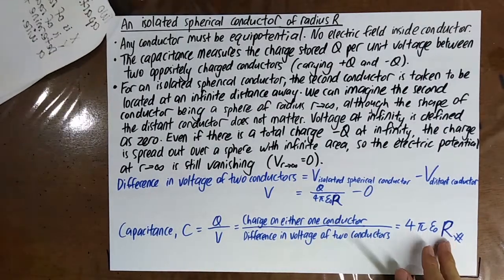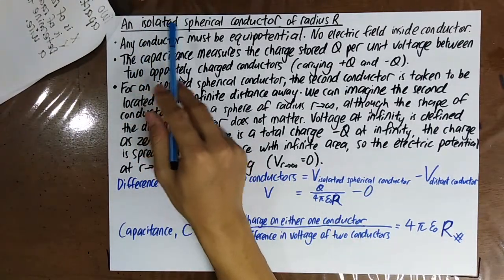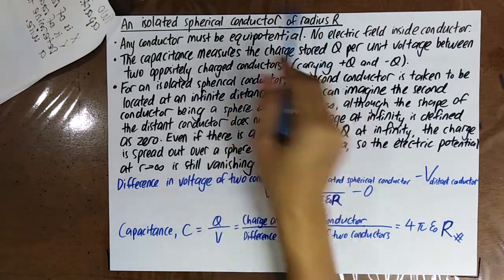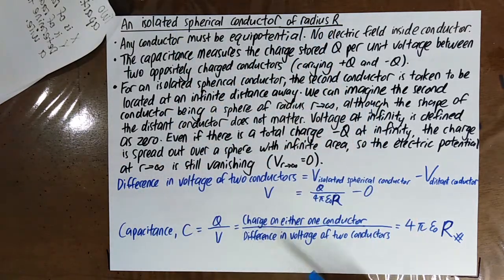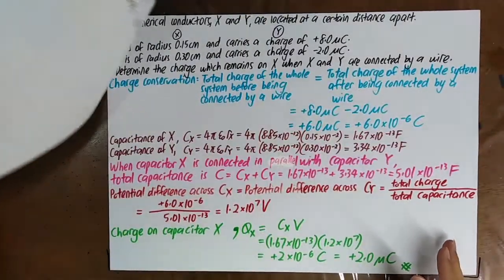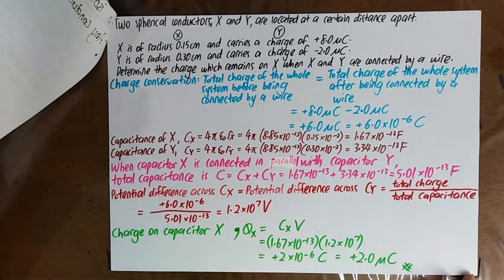Actually, for this chapter, the isolated spherical conductor, we can also think of it as a capacitor, but that is in the next chapter, which is capacitors. So I think I will talk about it when we reach the chapter on capacitors.